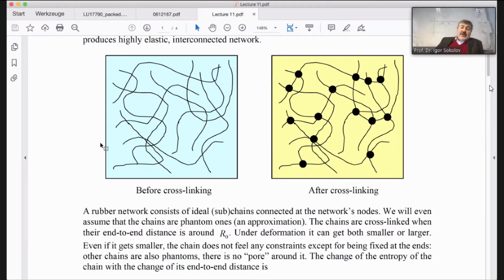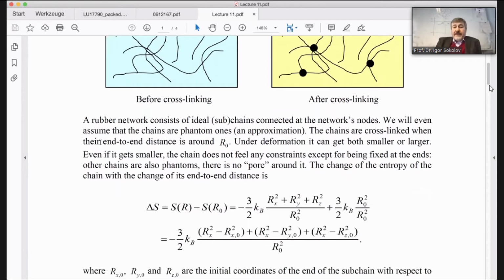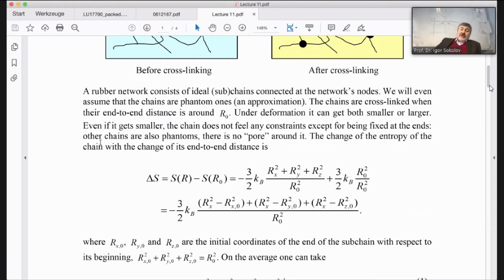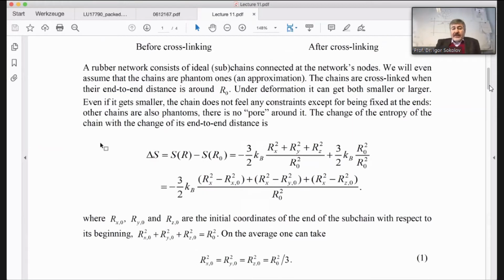So now I have the subchains. I will consider all of them to be of the same length, which is again an approximation. So the whole theory is very rough, and it's fun that it works so well, essentially. And I consider the excess entropy, which is caused by the deformation of the chains.